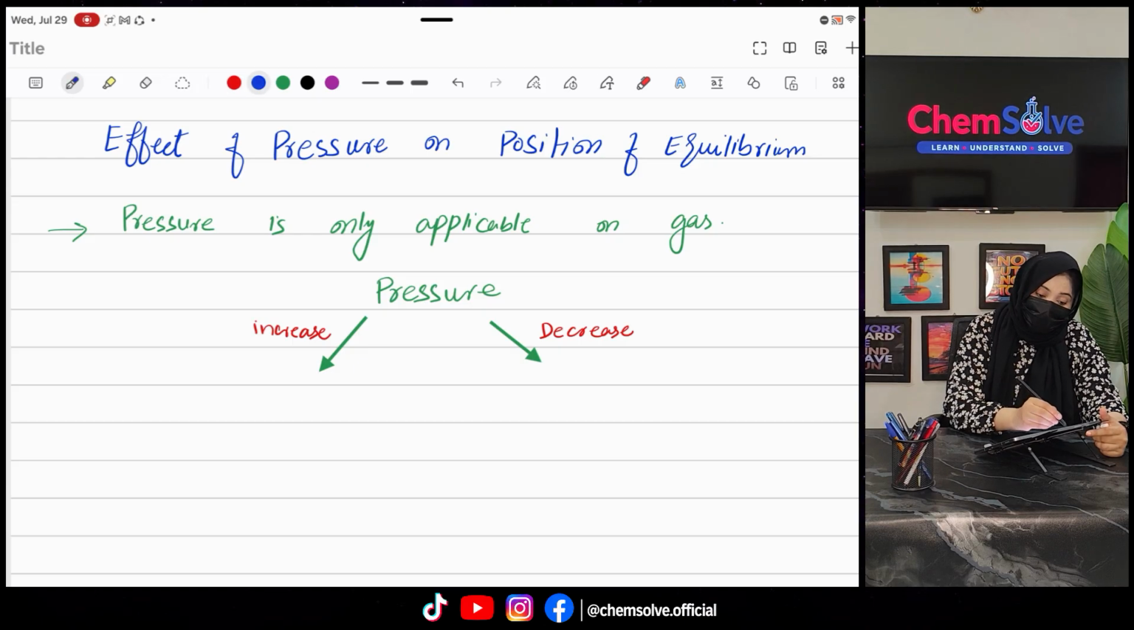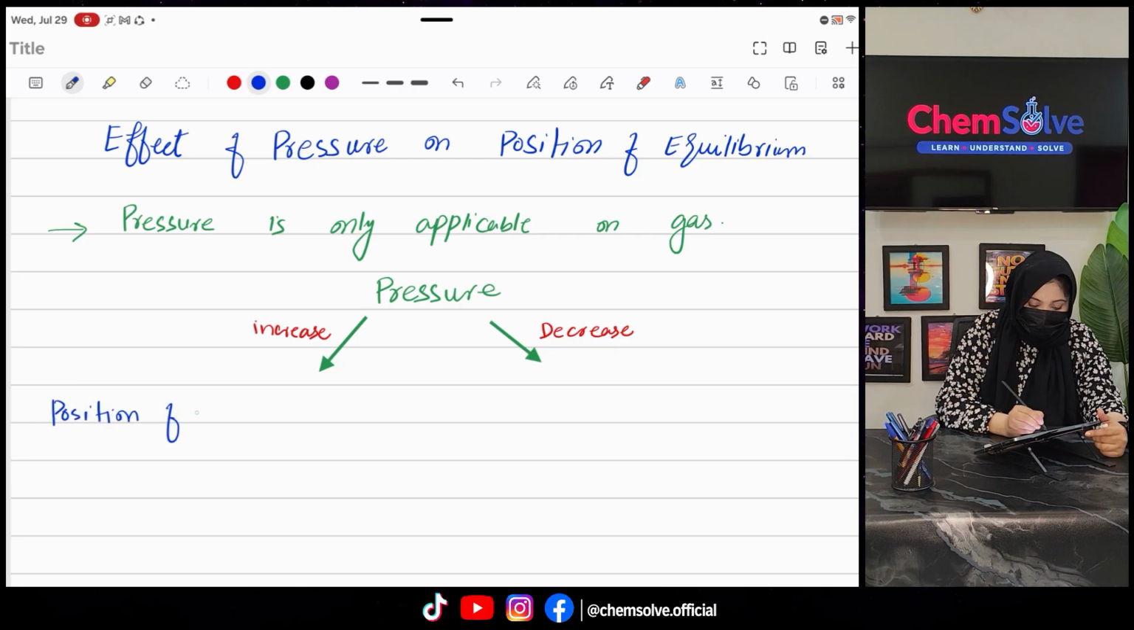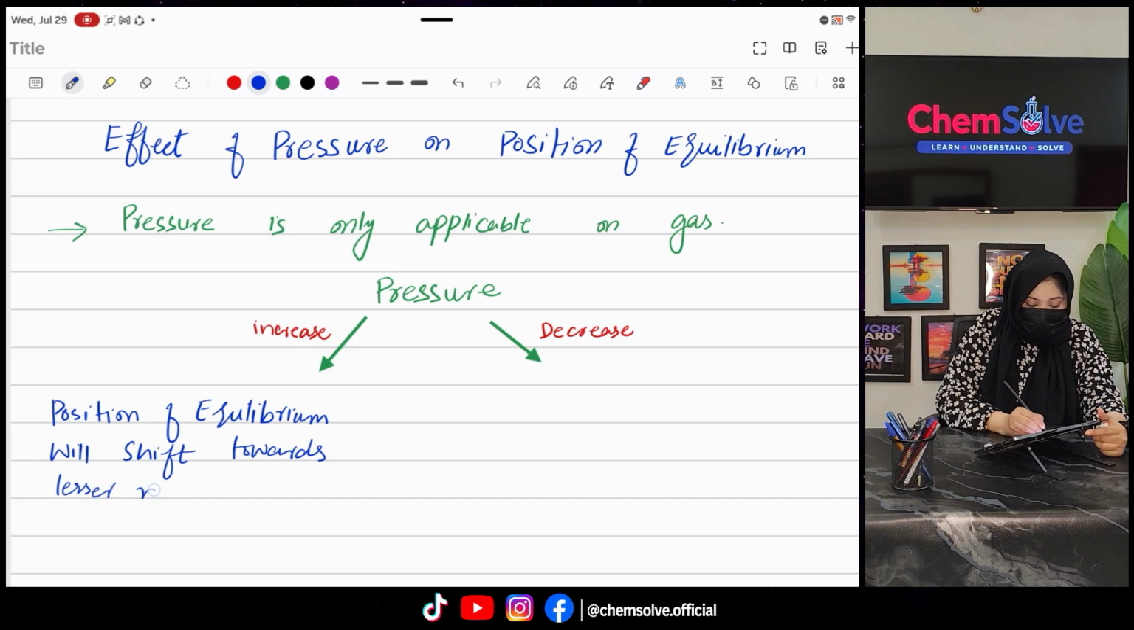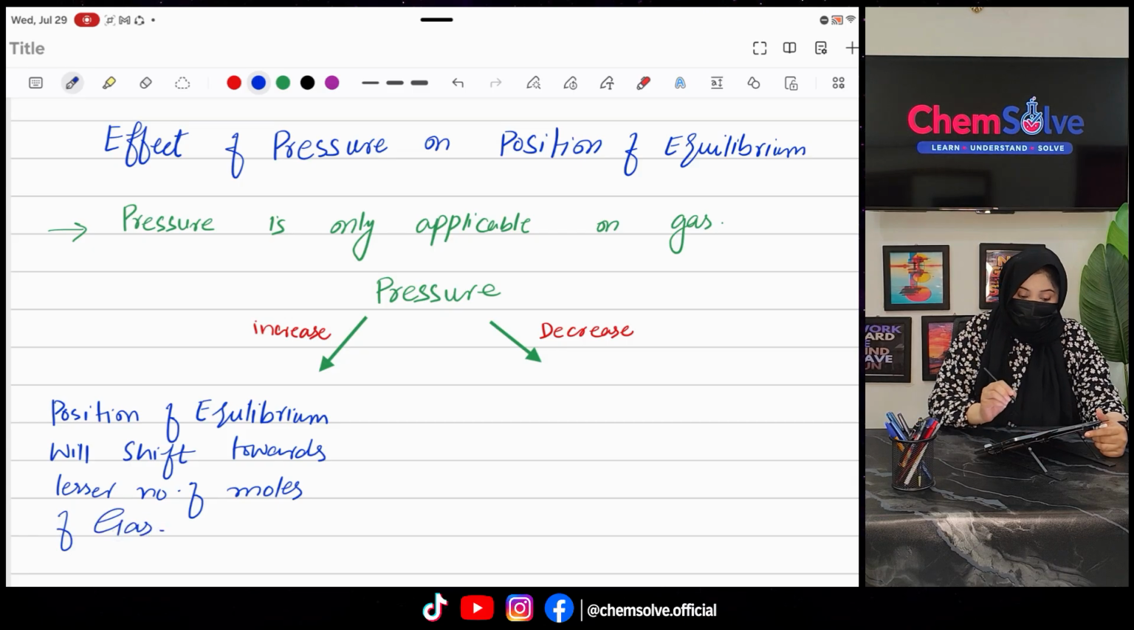So if the pressure is increased, then you will keep in your mind that the position of equilibrium will shift towards lesser number of moles of gas, only gas.